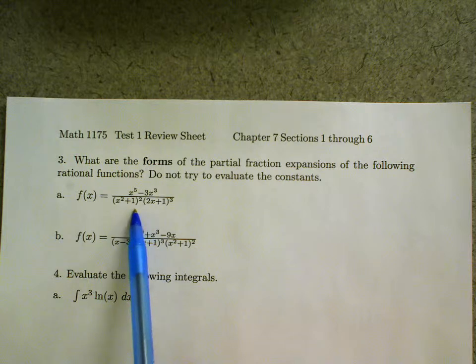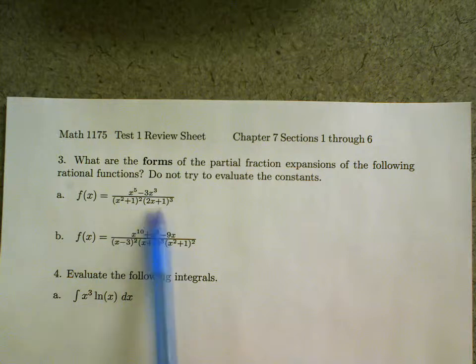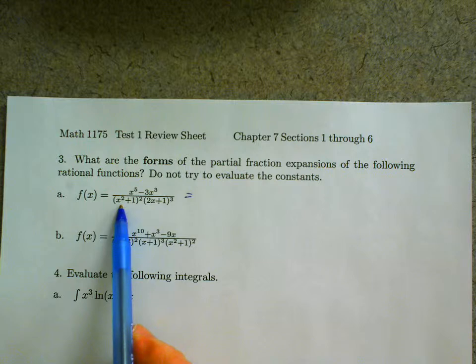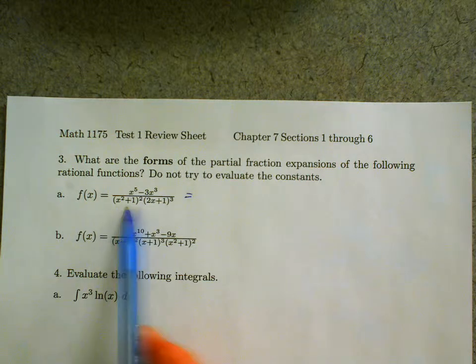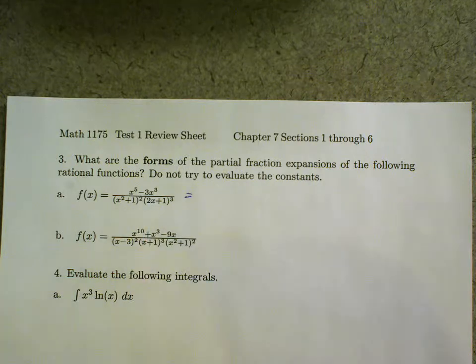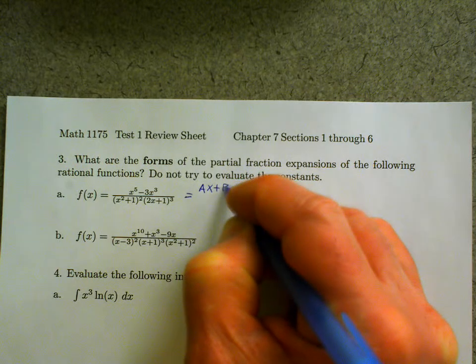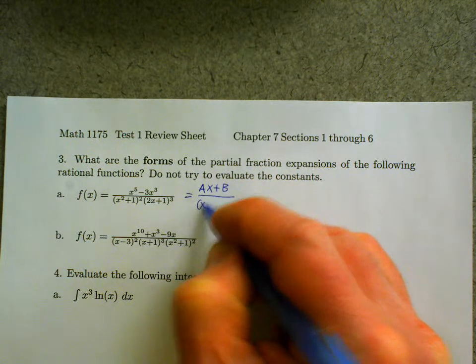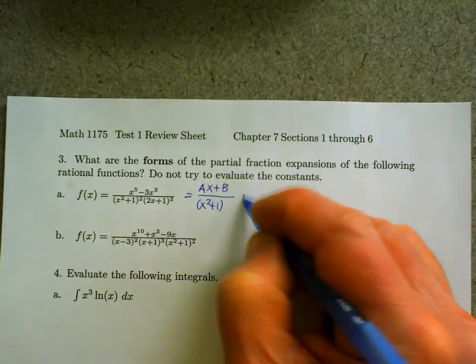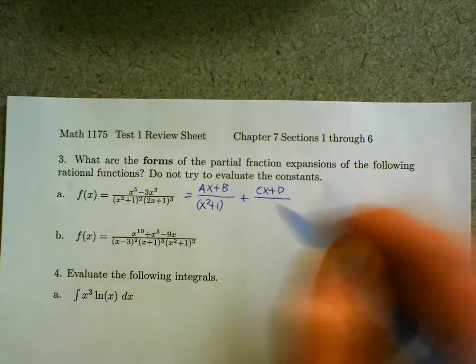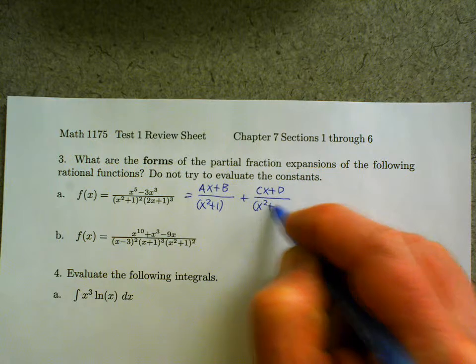Okay, so we don't have to do long division because the degree of the denominator is 7, and the degree of the numerator is 5. Okay, we have an irreducible quadratic factor x squared plus 1 squared, so the partial fraction expansion starts out with ax plus b over x squared plus 1 to the first, and then cx plus d over x squared plus 1 to the second.